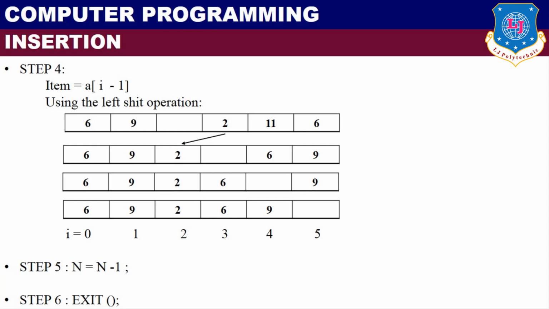So 2 will be shifted into the place of 3, 11 will be shifted into the place of 2 and 6 will be shifted into the place of 11. After the deletion operation, we decrease the array size as we deleted one element, and last, exit. So here we understand the algorithm of insertion and deletion. Now let's understand with one simple C program of first insertion and then deletion.